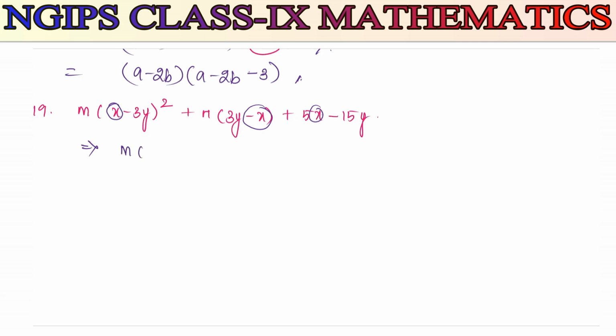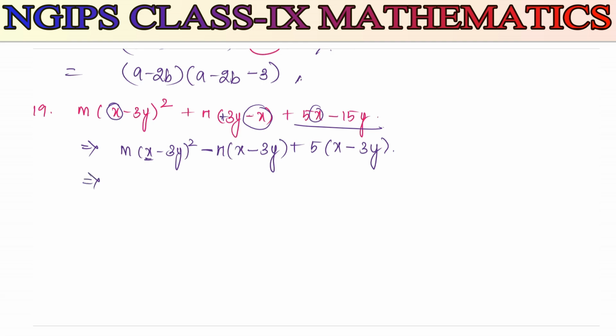Let it be m into (x minus 3y) whole square. Here I have plus, but here it is negative, so I will take a minus common, minus n into the leftover here. This minus will become plus, so it is x minus 3y. From these two terms I can take 5 common, so the leftover is x minus 3y, since 5 threes are 15, minus 3y you will get.